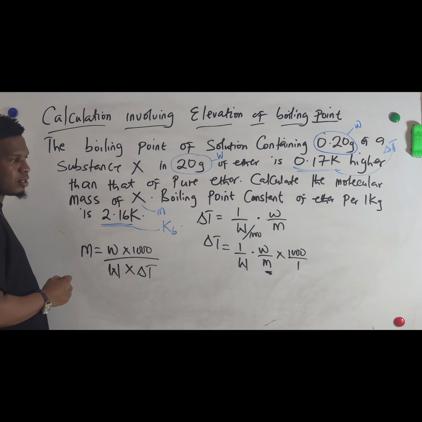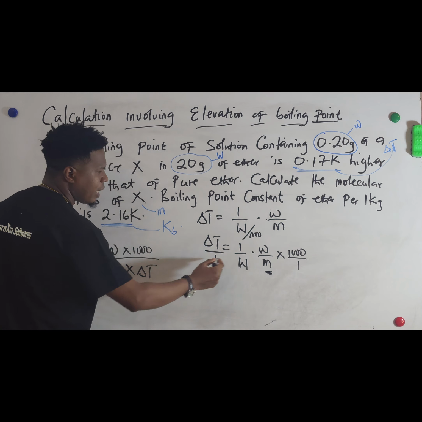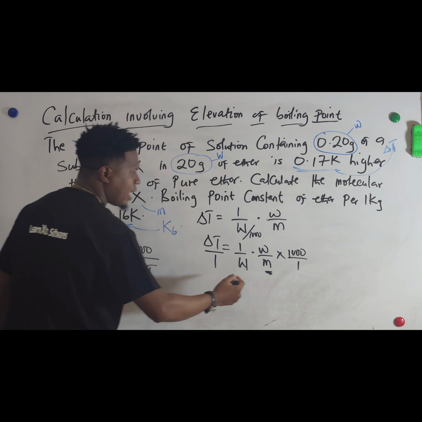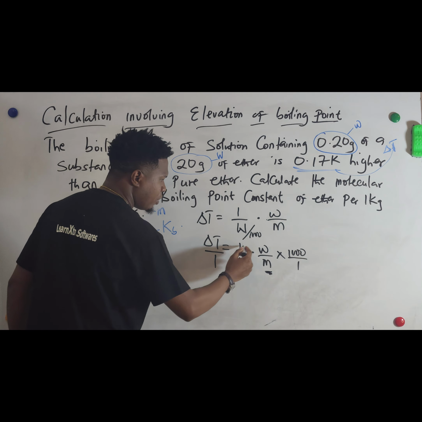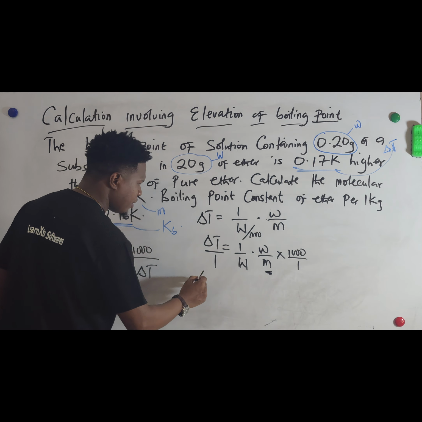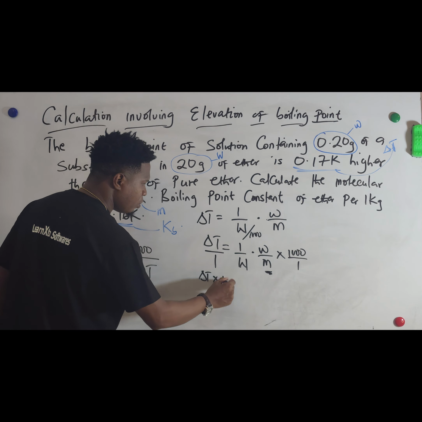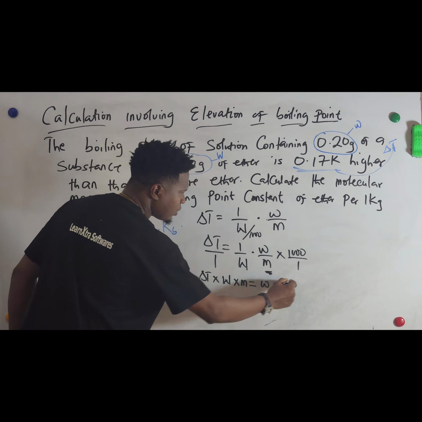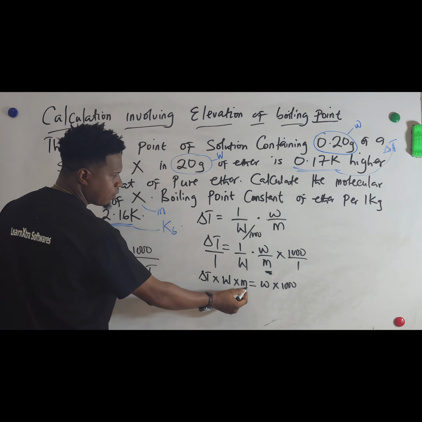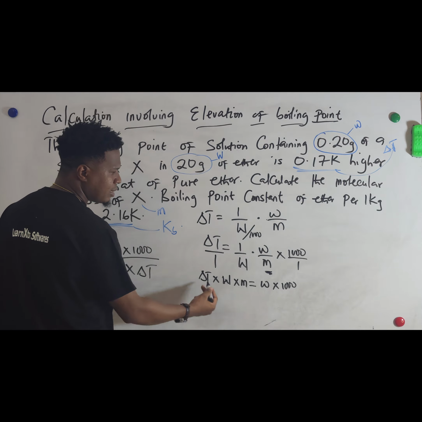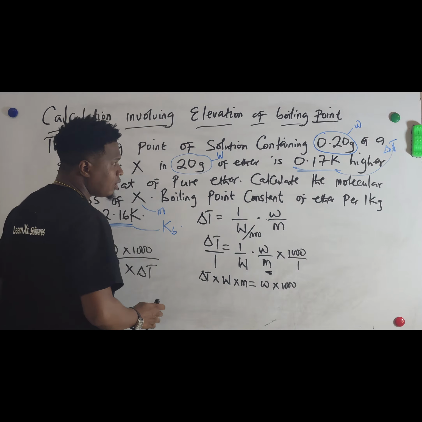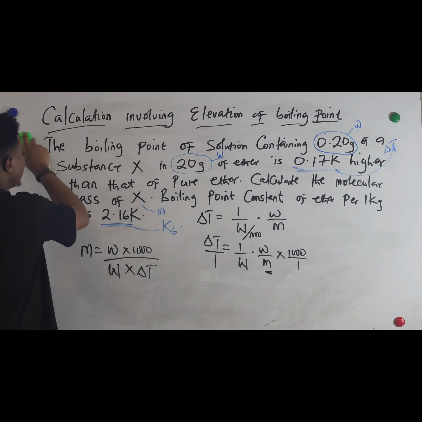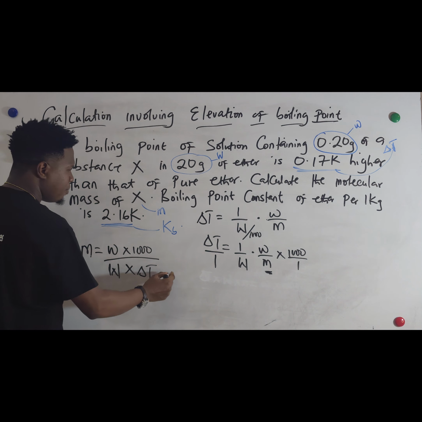Please, if you don't know how I did this, watch. Cross multiply, cross and multiply. When you cross multiply everything, you have change in T times W times m is equal to w times 1000. Okay, so you now make m the subject of the formula by dividing both sides by this and this. So that's how we got this. So quickly, that's how we made m the subject of the formula.